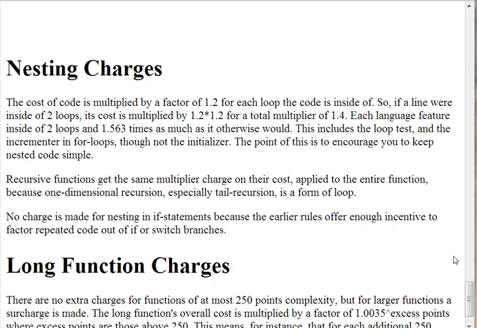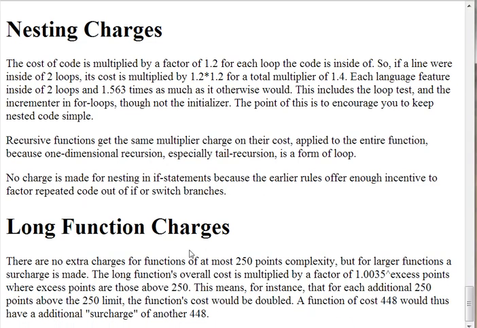Long functions also get a surcharge. Now, like nested loops, this takes the form of a compounded percentage applied to the entire complexity count for the function. There's no penalty for up to 250 points, and a gradually increasing penalty as a function's complexity grows above 250, such that it doubles for every 250 points thereafter. Now, the penalty computation is rather complex, 1.0035 to the power of the excess points, but ideally you should never need it, because the main point is to keep your function complexity under 250 points.